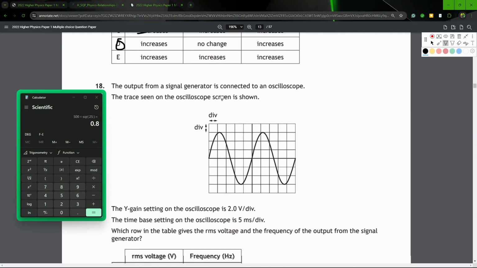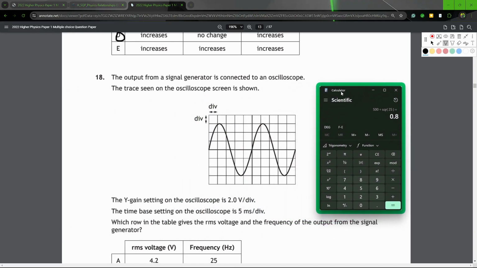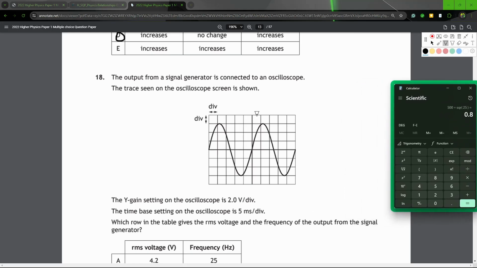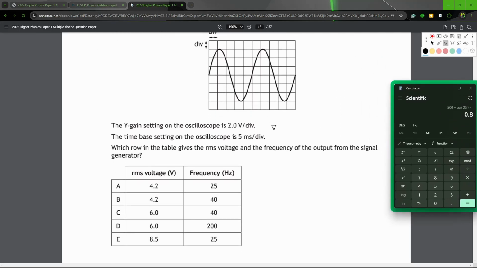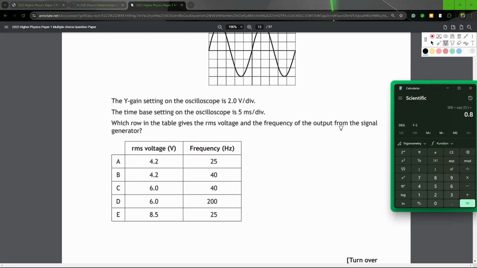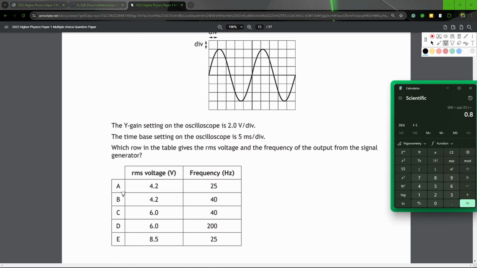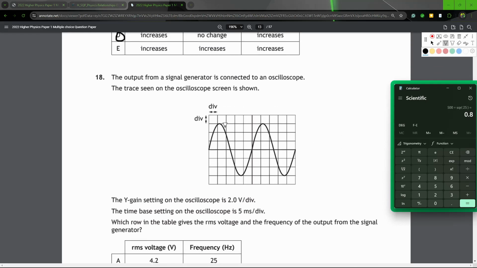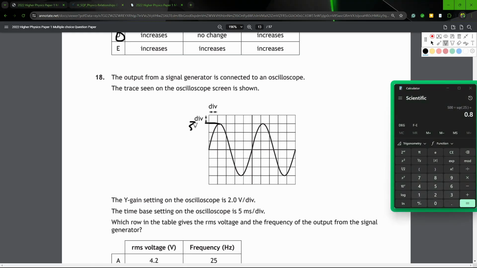The output from a signal generator is connected to an oscilloscope. The trace on the oscilloscope screen is shown. The Y gain on the oscilloscope is 2 volts per division. The time-base setting on the oscilloscope is 5 milliseconds per division. Which gives the RMS voltage and the frequency of the output from the signal generator? So for RMS voltage, you're going to have to calculate the peak voltage first. You know it's 2 volts per division, so the peak voltage, that's 3 boxes up, so 3 times 2 equals 6 volts, right?